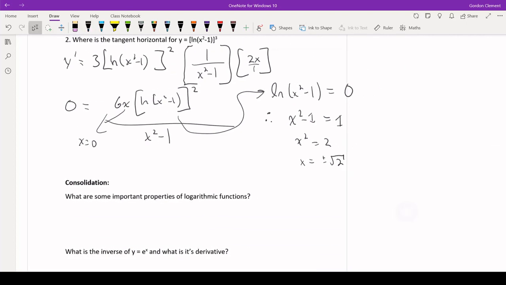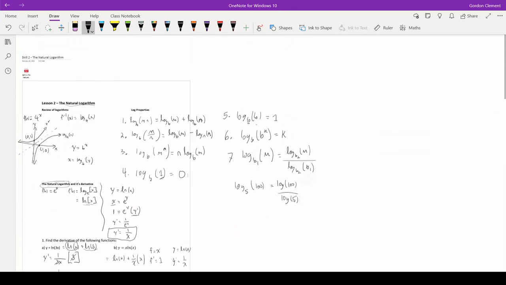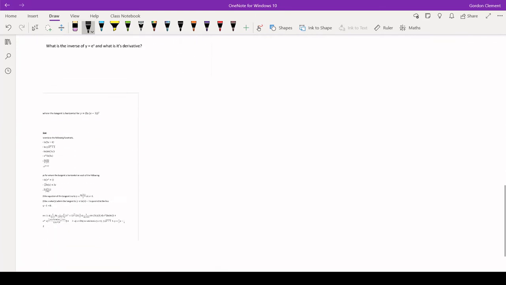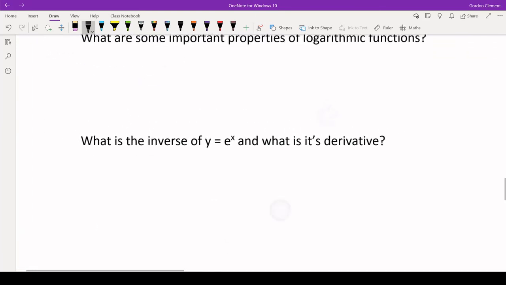And so I would say, where's the tangent horizontal? If I rush in and say 0 plus or minus root 2 are my x values where the tangent's horizontal, I'm going to get this question wrong because log functions have lots of domain issues. Log functions don't exist anywhere where the x values are negative or 0, so we got to be careful. So we actually have to check the domain.